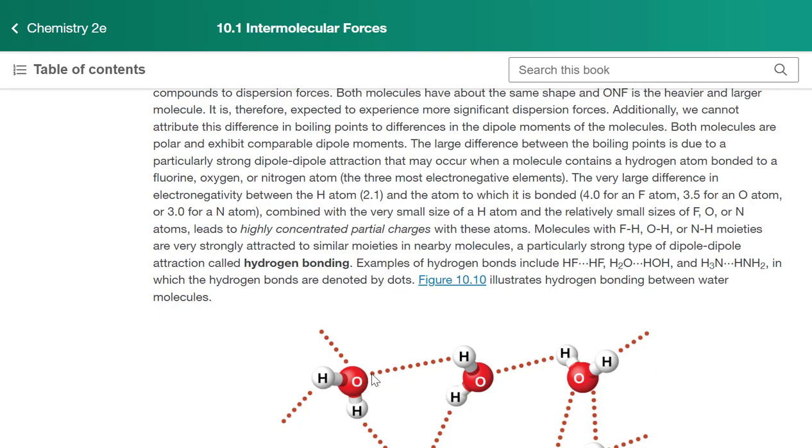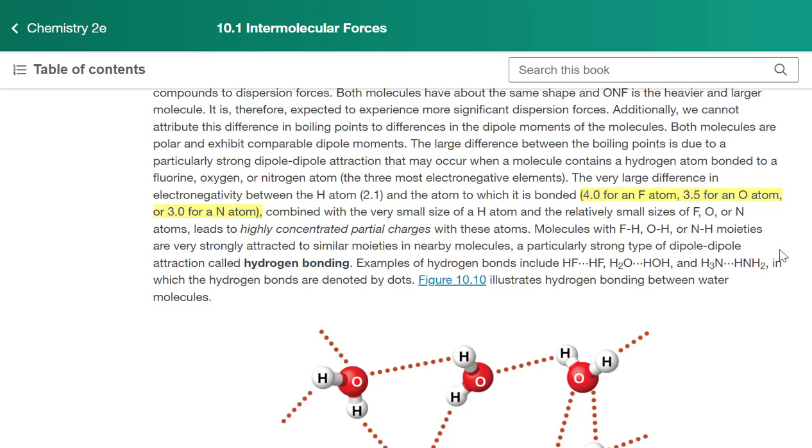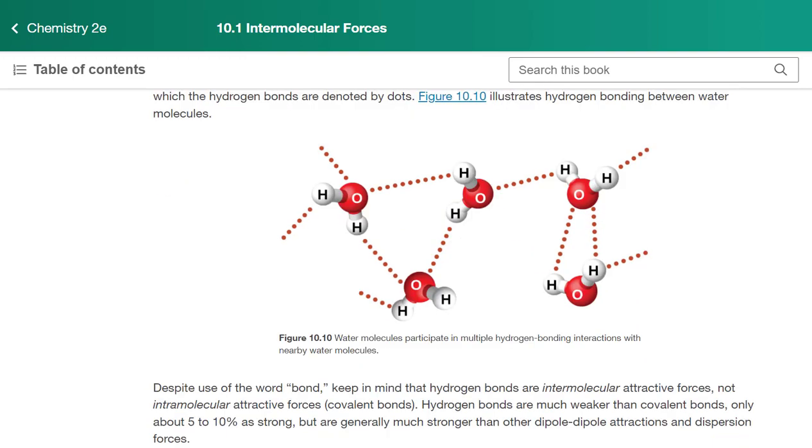So for this to work, it has to be with something that has a very high electronegativity, and there's only a few things that do that. Your book talks about those here, so I will go ahead and highlight that. Those are fluorine, oxygen, and nitrogen atoms. So fluorine, oxygen, and nitrogen that are connected to hydrogen will have hydrogen bonding. Okay, it's not just any time you have hydrogen, it has to be one of these three elements that are bonded to the hydrogen for that to happen.